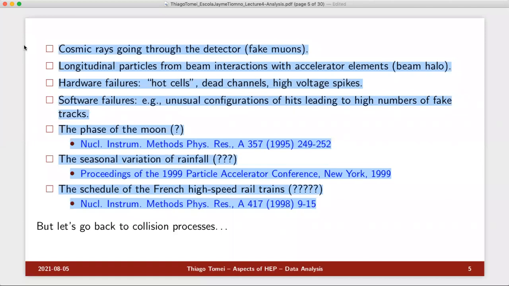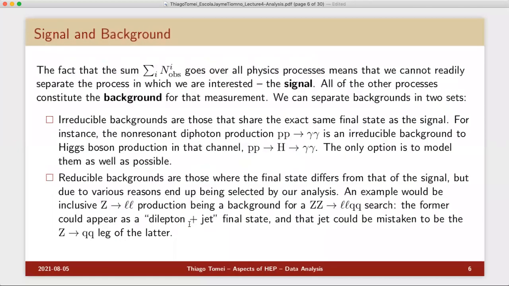Sure, when you know that there is background to the search. If you have worked in your modern physics lab, if you have had that class, you know that there is a lot of stuff that you cannot control. And when you're doing low precision measurements, it's fine. But when you're doing high precision, you have to really think of everything. But this is just a digression. Okay, let's go back to collision processes.